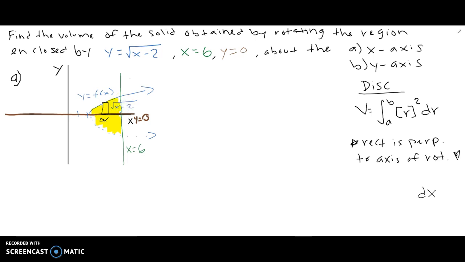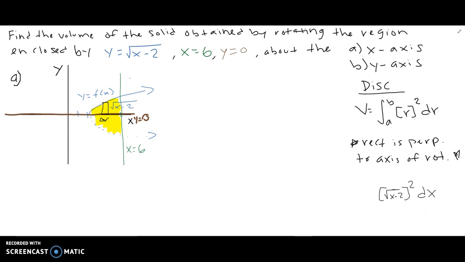Okay, so there's no need to change that at all. It's already given to us in terms of x, so we just plug that into our function for radius, square root of x minus 2 squared. Okay. Now we need to identify our limits of integration, right? And they should be in terms of x because we have dx here. If it was dy, it would be in terms of y.